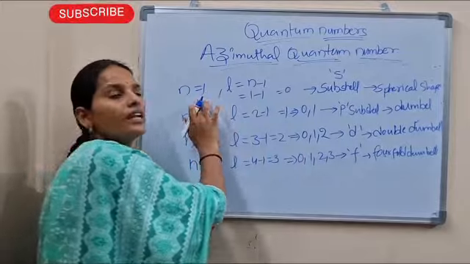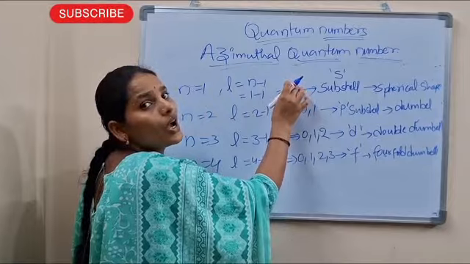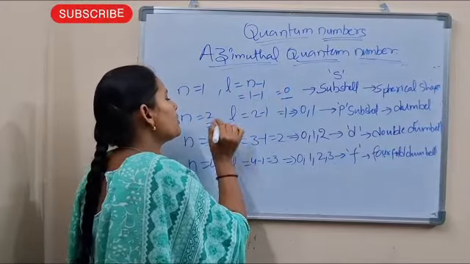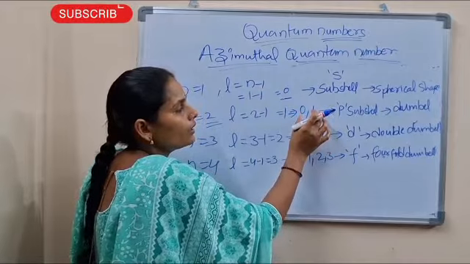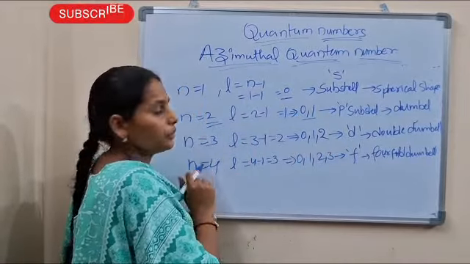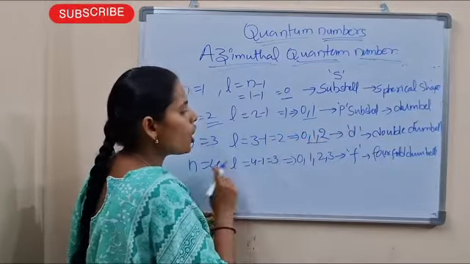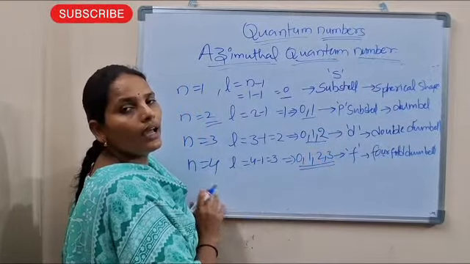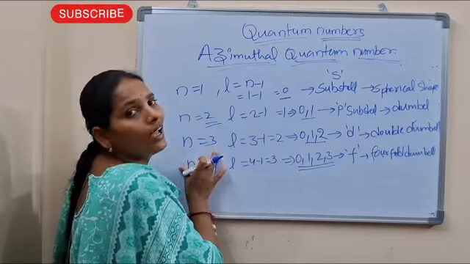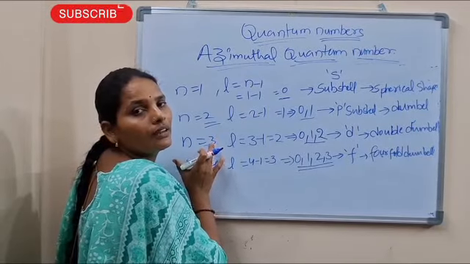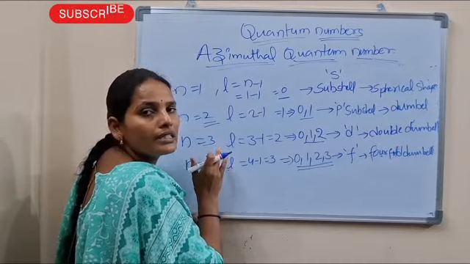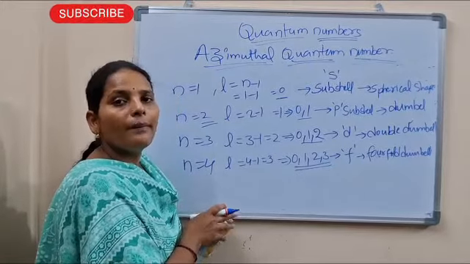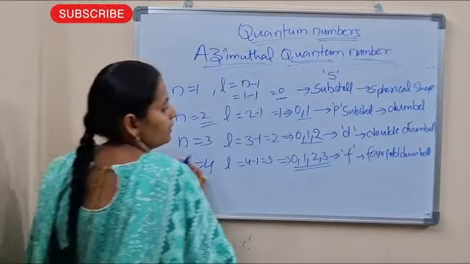Here n equal to 1, L equal to 0. Here 0 is also considered as one value. If n equal to 2, L equals 0, 1, these two are considered for n equal to 2. For 3, 0, 1, 2, for 4, 0, 1, 2, 3. Likewise, L values depend on the N values. By using N, we find L by the n minus 1 formula. Next quantum number is the magnetic quantum number.